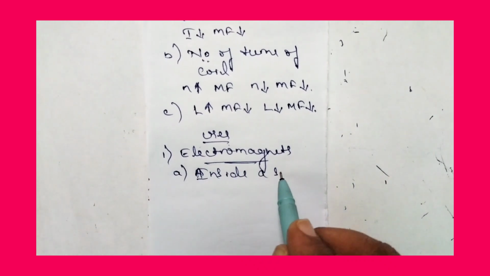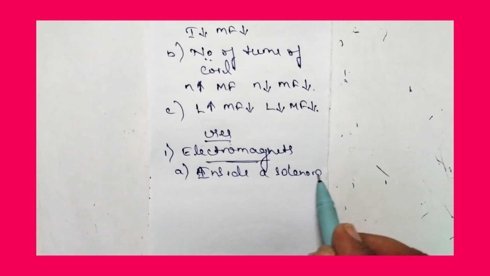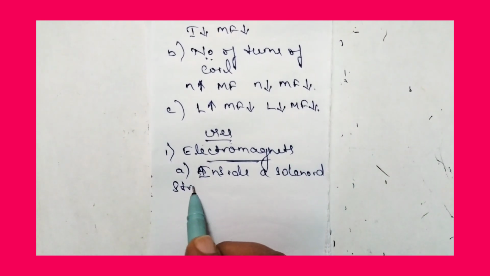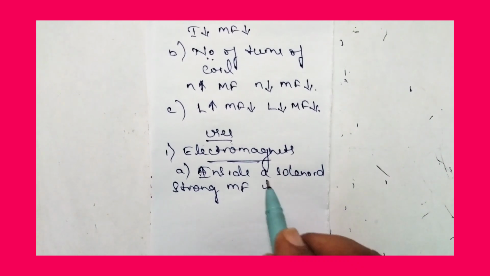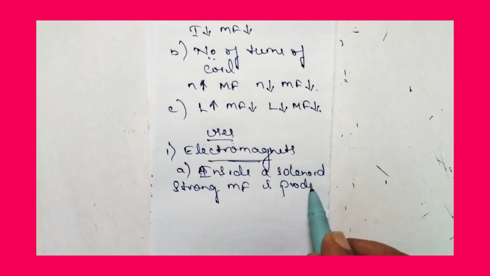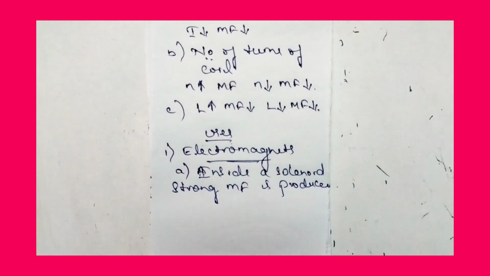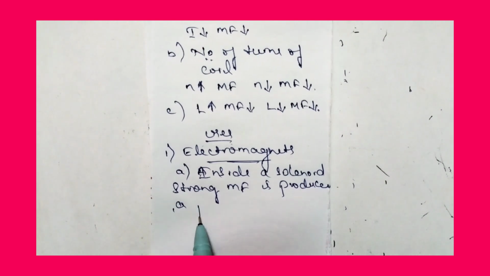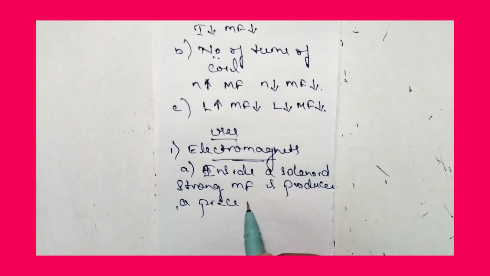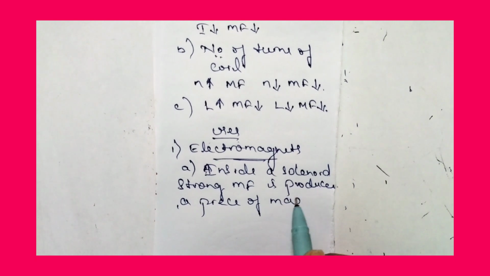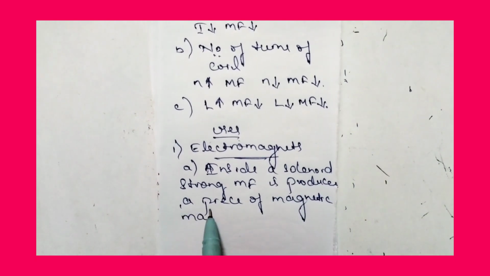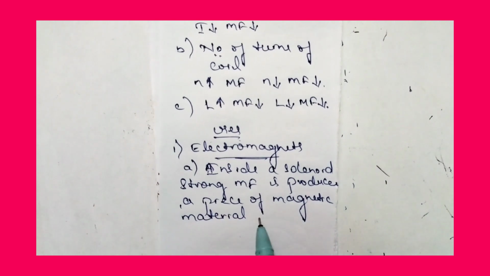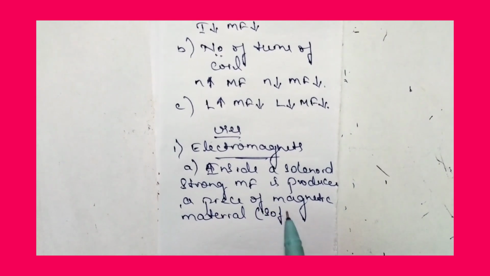A strong magnetic field is produced inside a solenoid. Inside a solenoid, a strong magnetic field is produced. So now a piece of magnetic material, for example, a soft iron piece.